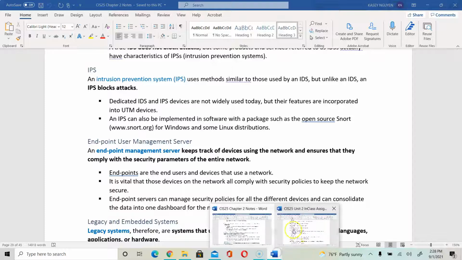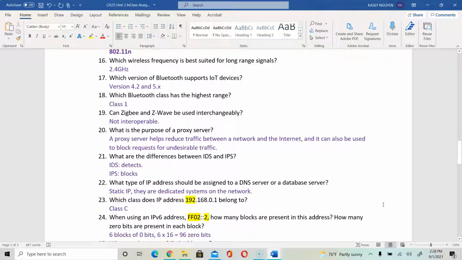So going back to the assignment, starting with number 20, what is the purpose of the proxy server? The proxy server helps reduce traffic between the network and the internet. It can be used to block requests of undesirable traffic.